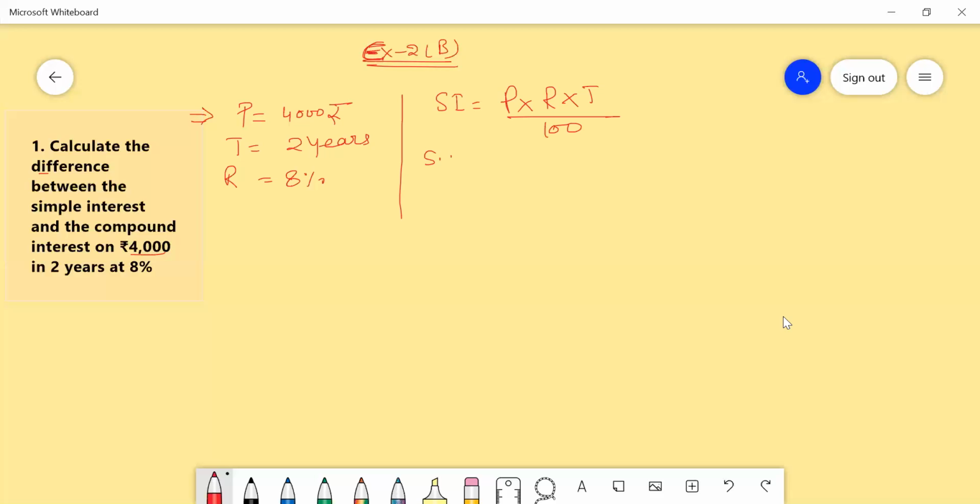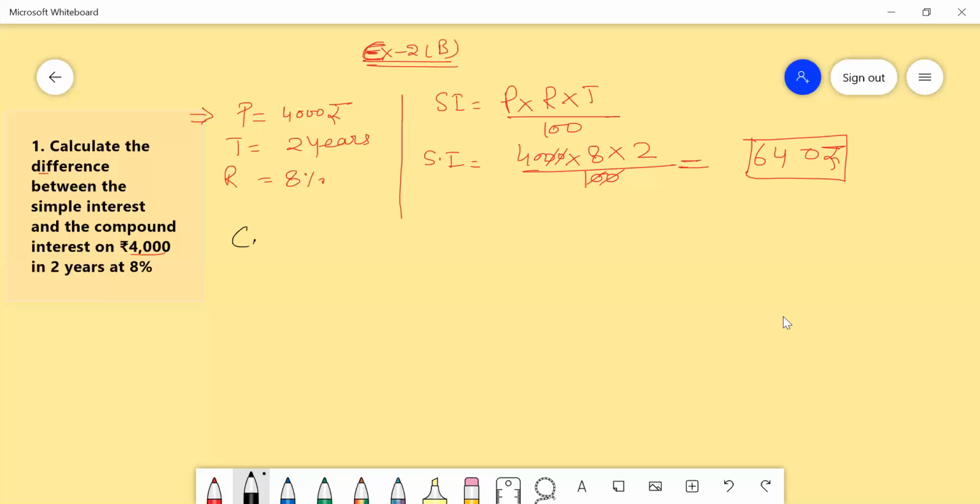So what is simple interest? The principal 4,000 into rate of interest 8 into time 2 upon 100. We cancel two zeros. So what will be the answer? 8 twos are 16, 8 fours are 32, 64. So 640 rupees is the simple interest. Now we have to calculate the compound interest.